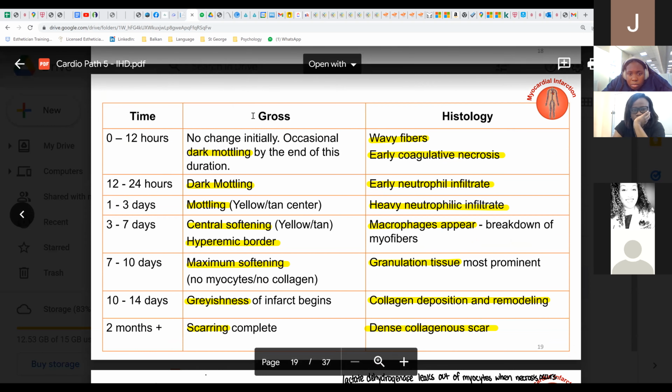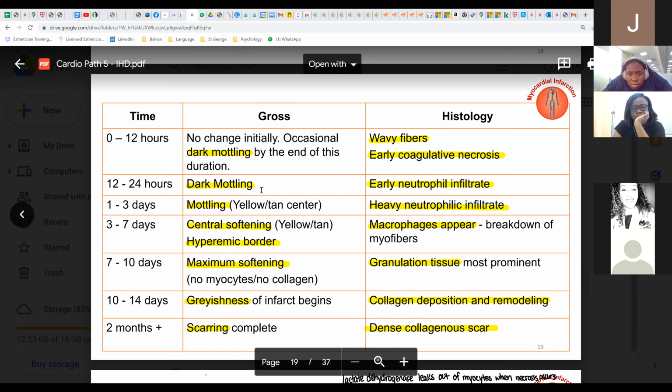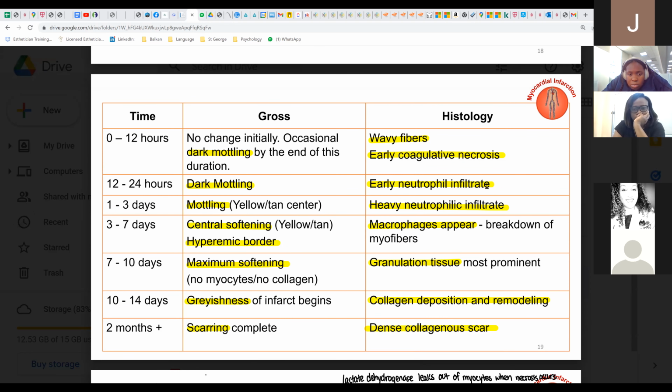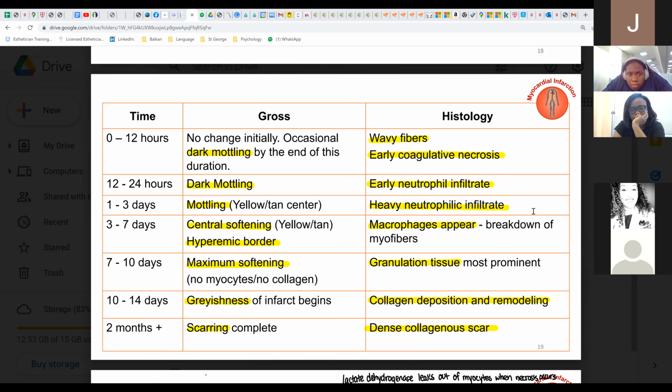Just know that. What we see on a bigger scale, what we see tiny within cells, right? So you have dark mottling, wavy fibers, early coagulative necrosis. Again, we still have the dark mottling, right? Early neutrophilic infiltrate within 24 hours. Mottling, but now it's more yellow, heavy neutrophilic infiltrate, okay? So again, during acute inflammation, neutrophils, really the thing to understand. It's more of an immune thing, right?